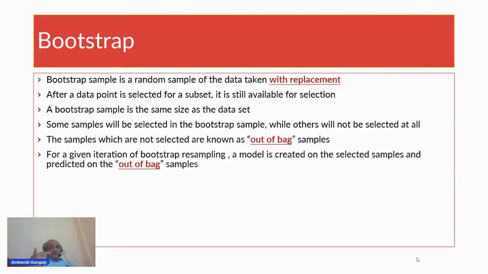So the bootstrap sample will have duplicates, and some samples will be selected in the bootstrap sample while the others will not. The samples which are not selected are called out of bag samples. So the model is created on the selected samples and predicted on the out of bag samples. So this is about the cross validation and the bootstrap.